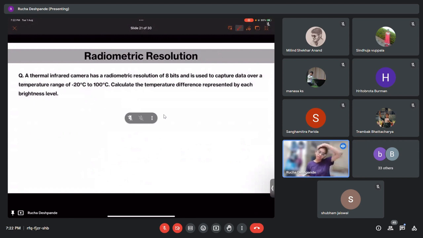A thermal infrared camera has a radiometric resolution of 8 bits, and it's used to capture data over a temperature range of -20 to 100 degrees Celsius. Calculate the temperature difference represented by each brightness level. You can try this for some time.